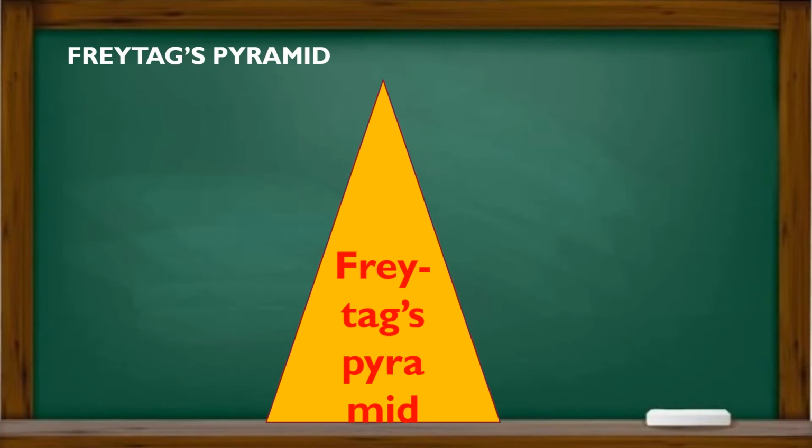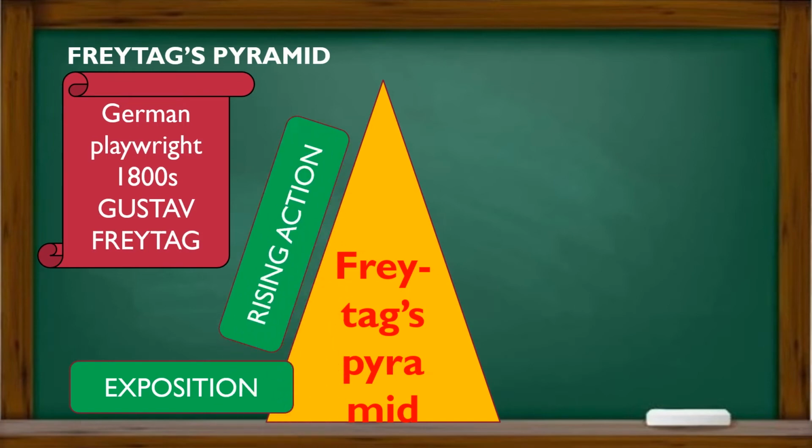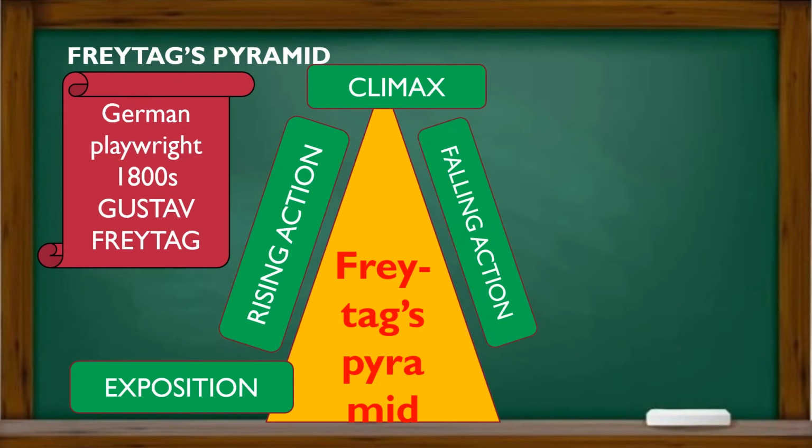All right. I introduced to you the Freytag's pyramid. So as you have known already in your junior high school, Freytag's pyramid is named after the German playwright of the 1800s, Gustav Freytag, and has the five-part plot structure, which includes the exposition, the rising action, the climax, what else? Falling action, and denouement. The denouement or the resolution.